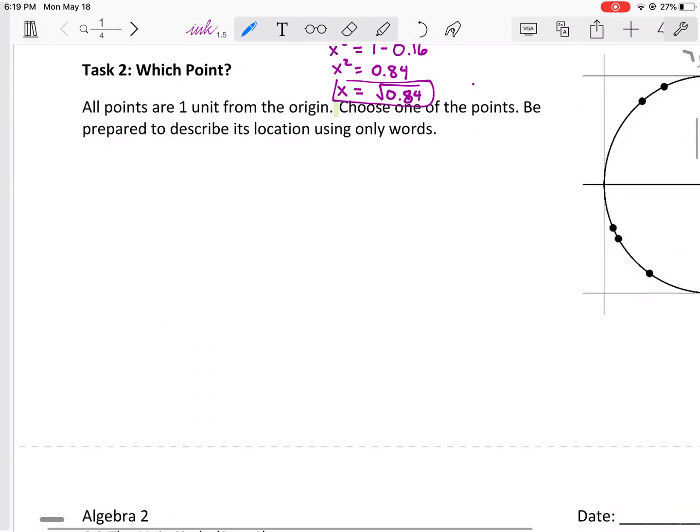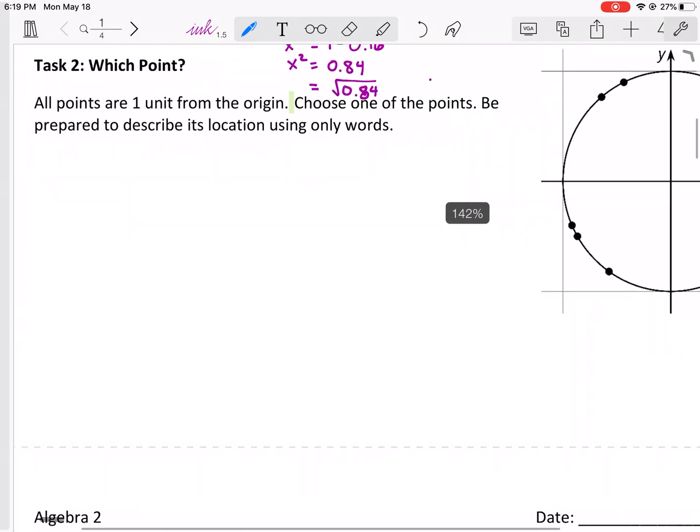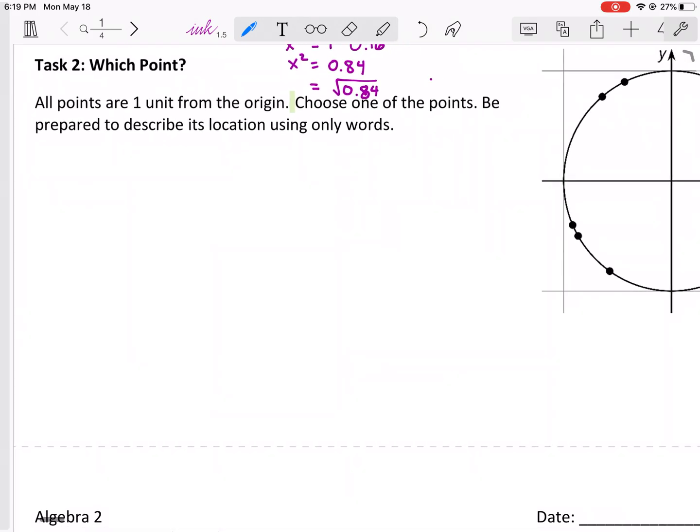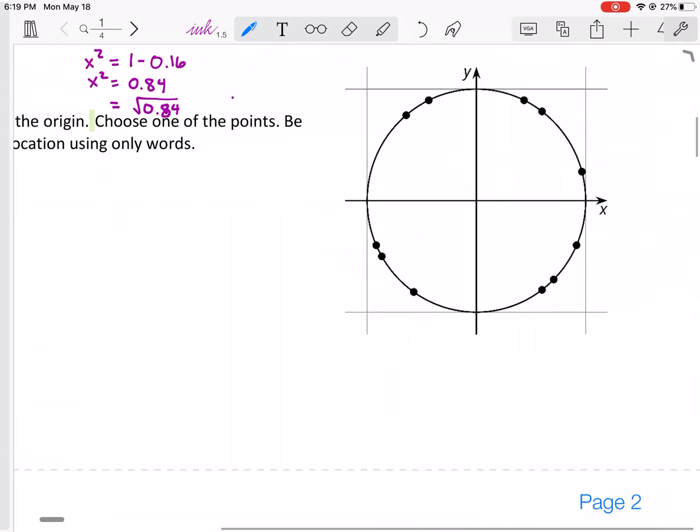Alright, so task 2, it says all points are 1 unit from the origin. So we know that now from the unit circle. All points are 1 unit from the origin. That's super important. We want to choose one of the points and be prepared to describe its location using only words. So choose one, pause the video, and write your own statement describing where it is. I'll do the same.